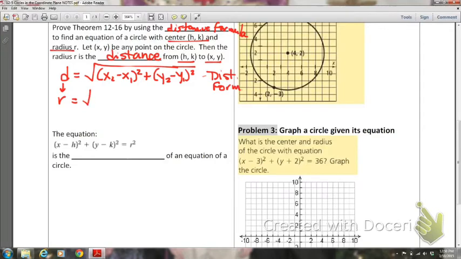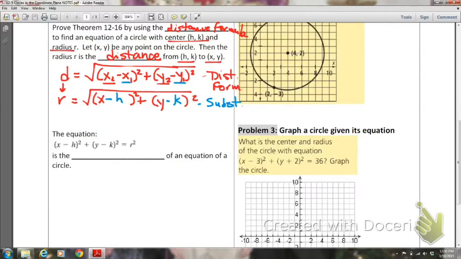And then let's look at the other points we have. So for x sub 2, y sub 2, we're going to use the point on the circle, x comma y. And then for x sub 1, y sub 1, we're going to use the center of the circle. So it's minus h and minus k. So all we did here was substitute into the distance formula.